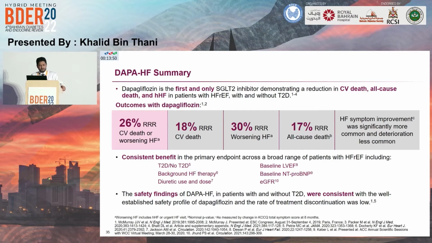So the summary for DAPA heart failure: it is the first and only SGLT2 inhibitor demonstrating a reduction in cardiovascular death, all-cause death, and heart failure hospitalization in patients with heart failure with reduced ejection fraction with or without type 2 diabetes. Clearly there was a reduction of 26% in cardiovascular death and worsening heart failure, 18% for cardiovascular death, 30% for worsening heart failure, and 17% for all-cause death.